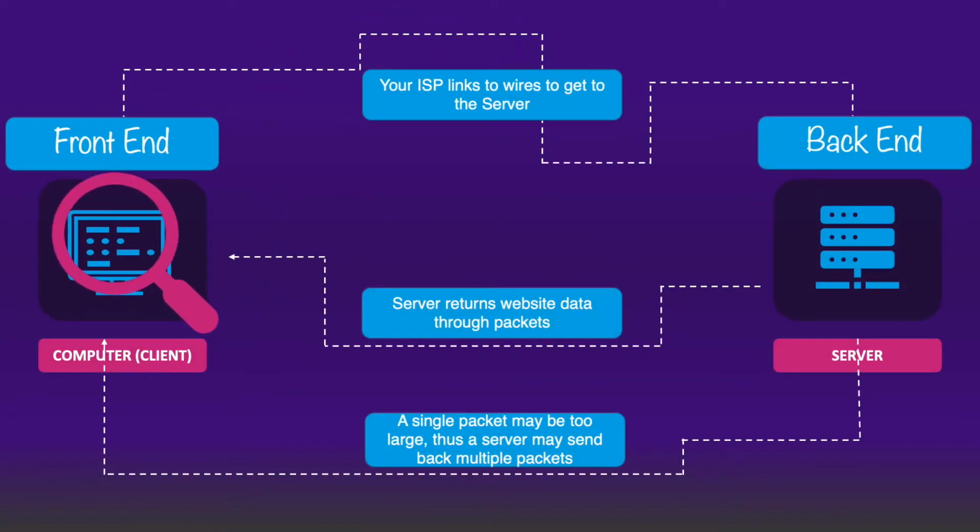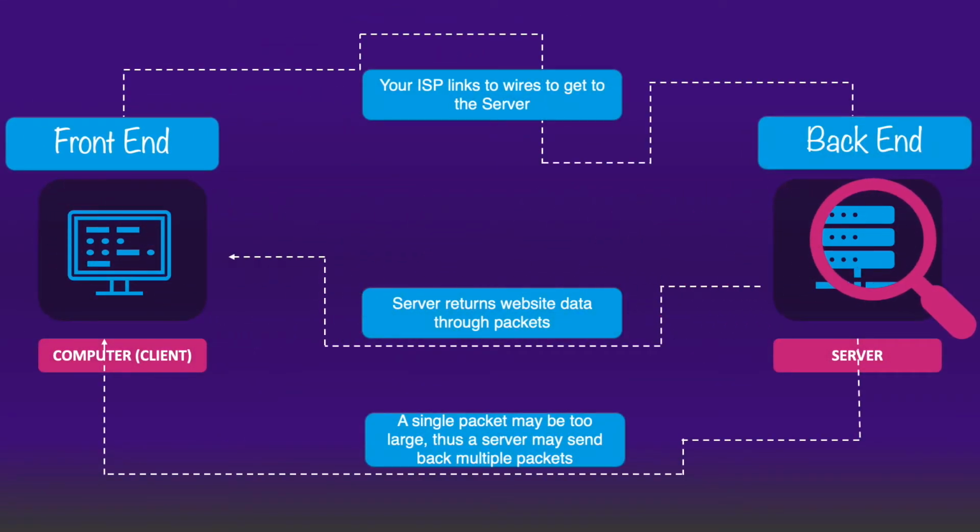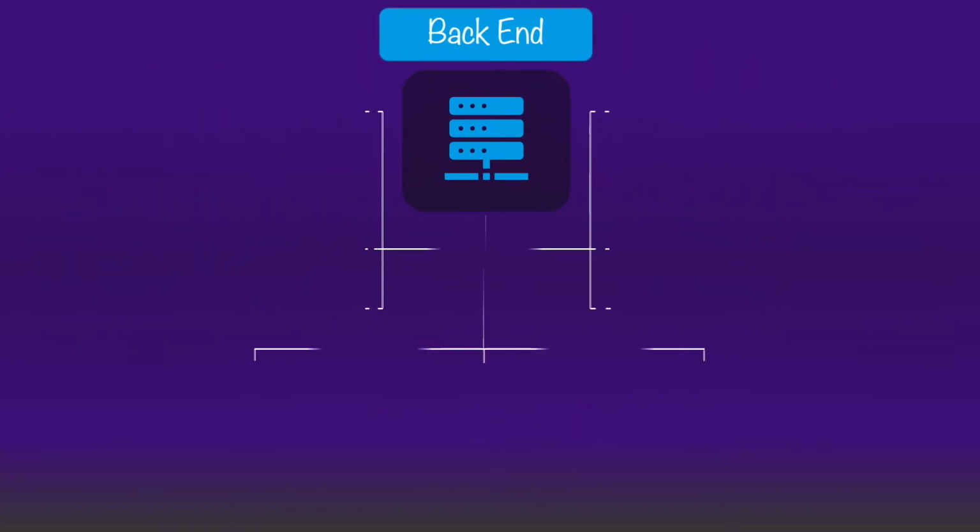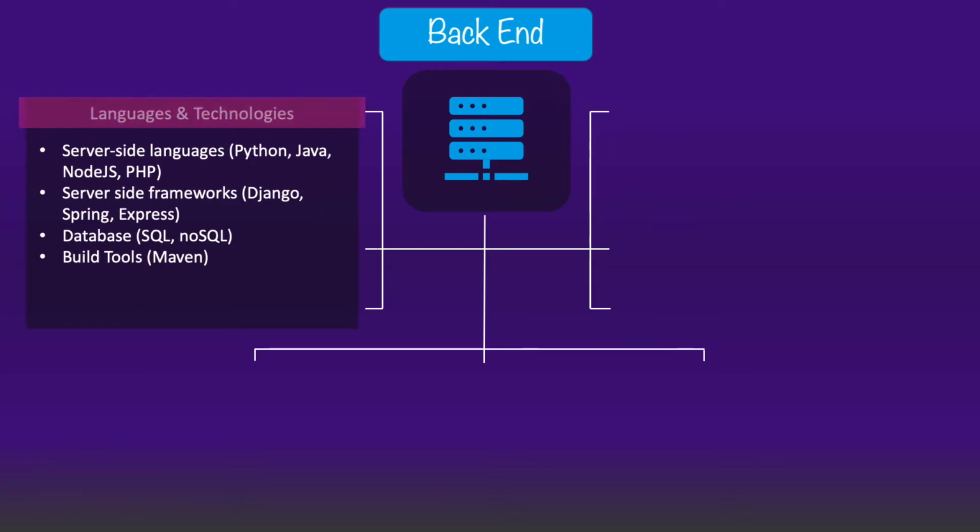Well, let's now look at backend development. As a backend developer, you'll be doing all your development on the server side. So you'll be handling server-side languages like Python, Java, Node.js, and PHP. You'll be handling server-side frameworks like Django for Python, Spring for Java, and Express for Node. You'll be dealing with retrieving and storing data from databases using SQL and NoSQL, as well as handling build tools for the backend. An example of that would be Maven.